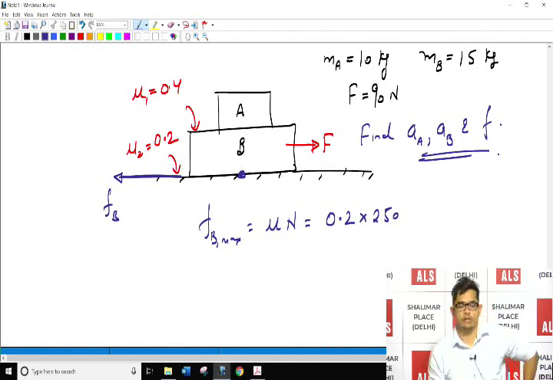You will see. Or simply you can assume it is a single body. Its mass will be 10 plus 15, 25, and into 10 it will be 250. So it is equal to 50 Newton.